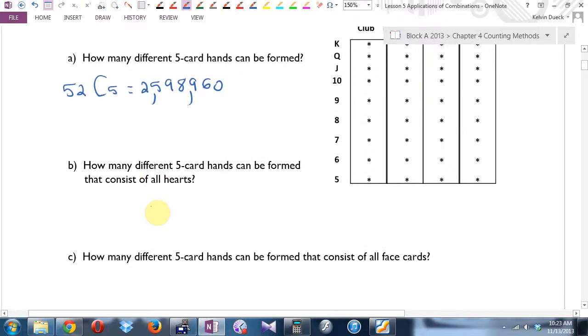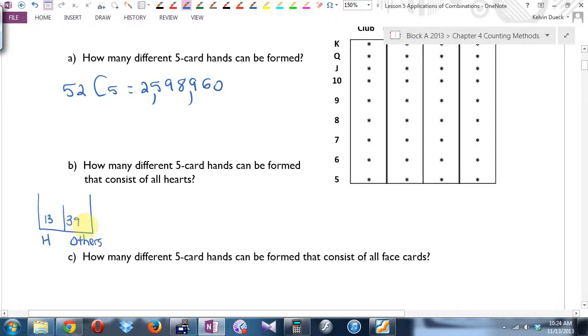How many different 5-card hands can be formed that consist of all hearts? This is a job for a bucket. And we have 2 groups. Hearts and others. How many hearts are there in the deck? 13. Do some arithmetic. How many others are there in the deck? 39. How'd you get that? 52 take away 13. Okay, you have to do some subtraction. 39.